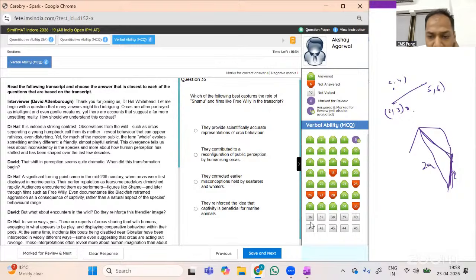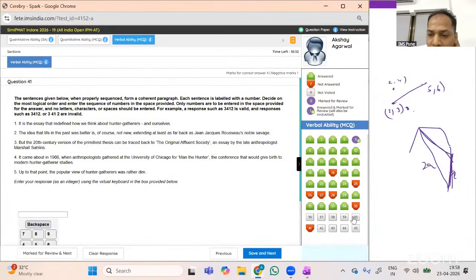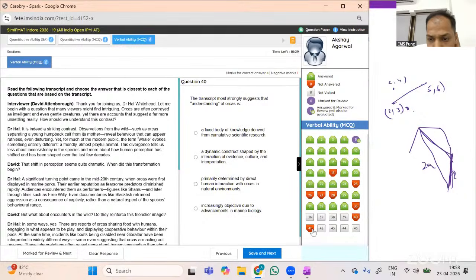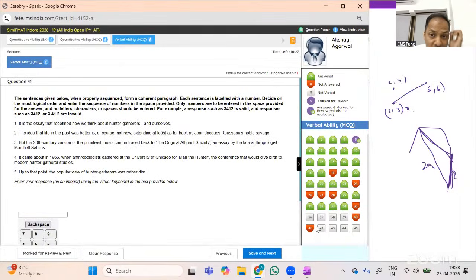Okay, there's an RC, and where are the parajumbles? Okay, so I'll attempt the parajumbles first. Five numbers. Okay, the essay is that redefined. It is the essay that redefined how we think about hunter-gatherers, and ourselves. The idea that life in the past was better is of course not new, extending at least as far back as Jean-Jacques Rousseau's noble savage. It came about in 1992.